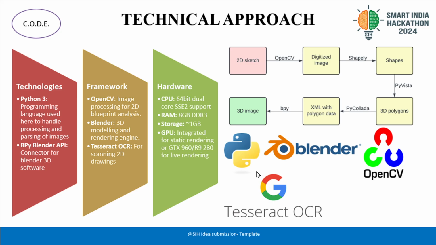We are using OpenCV for processing 2D images, and this is going to do processing and analysis of 2D images. Blender is a 3D modeling and rendering engine that we are going to use in our problem statement, and Tesseract OCR for scanning the drawings itself.